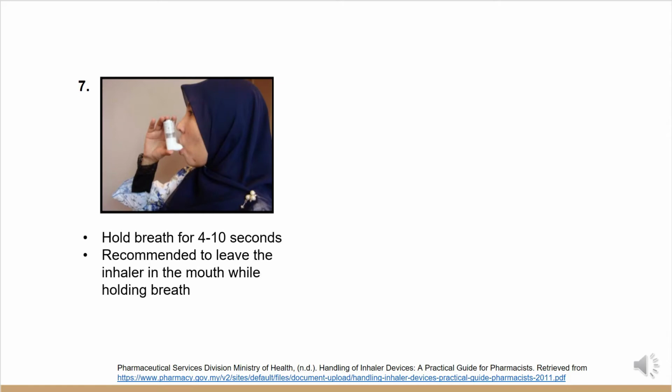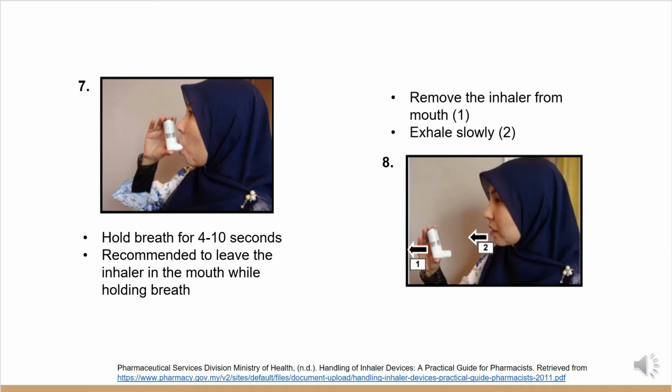Then they need to hold their breath for about 4 to 10 seconds, and it is recommended to leave the inhaler in the mouth while holding their breath. This is to prevent any loss of medication from expiration. Then they need to remove the inhaler from the mouth and begin to exhale slowly.